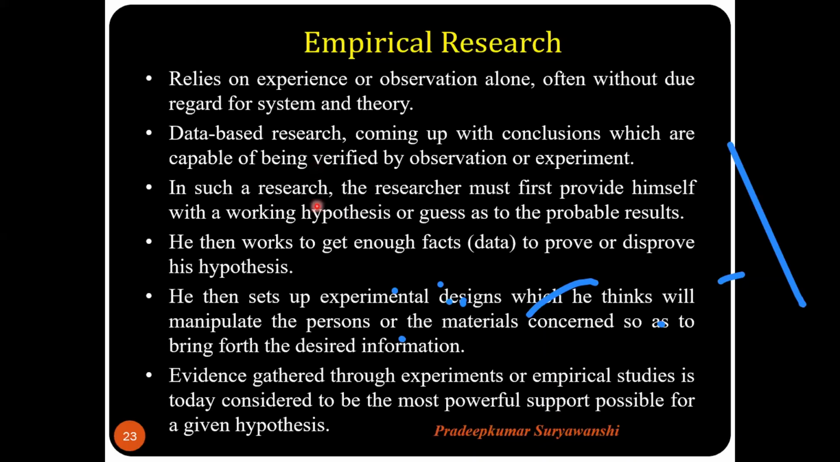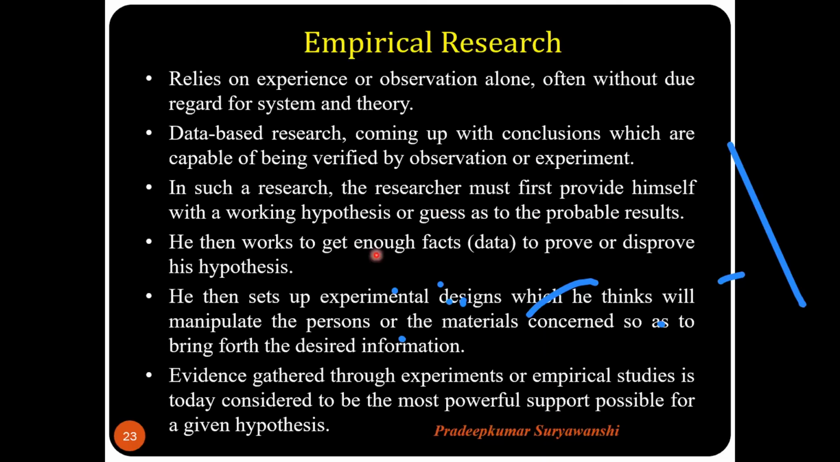In such research, the researcher must provide himself with a working hypothesis or guess as to the probable results. He may think in his mind that this should happen, this way it will happen, so there is a hypothesis. He or she performs the experiment in order to prove that hypothesis, and the hypothesis is proved if the experimental data matches the predicted data or probable results according to the researcher.